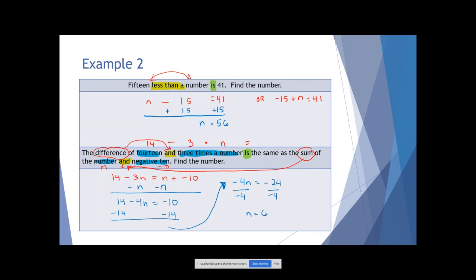Now you should be checking your answers for all of these, but I know that these are the right answers, so I generally don't do that when I'm teaching it because I know that these have been done correctly, unless I did some weird thing with my math. But you should be then checking your answer, and you can even check it back in the sentence. Say the difference of 14 and 3 times a number. Okay, so 3 times 6 is 18. The difference between 14 and 18. You know, you can kind of work it out that way as well.